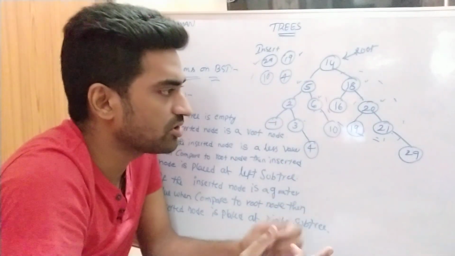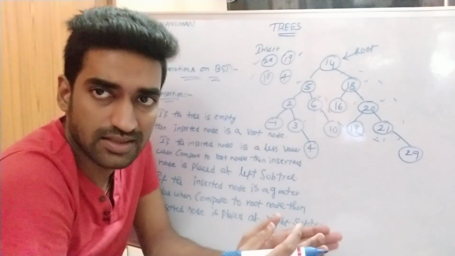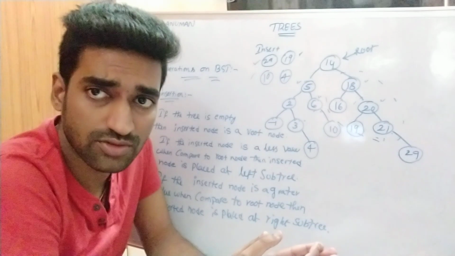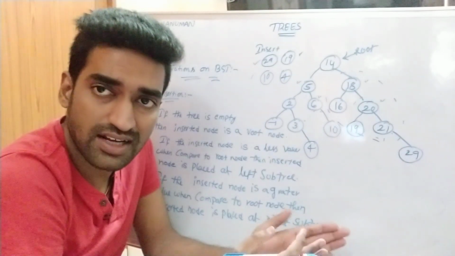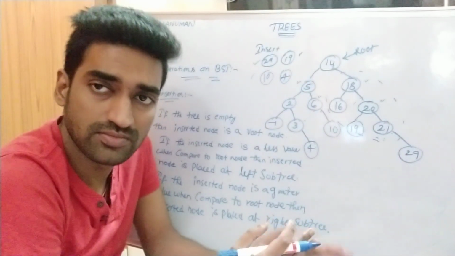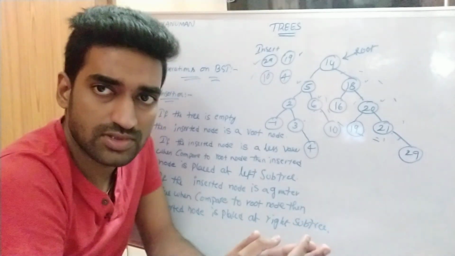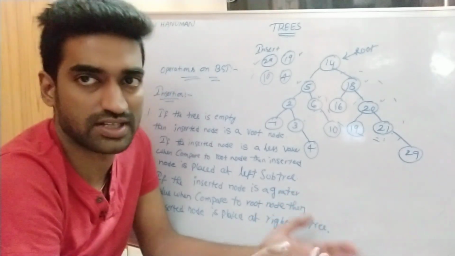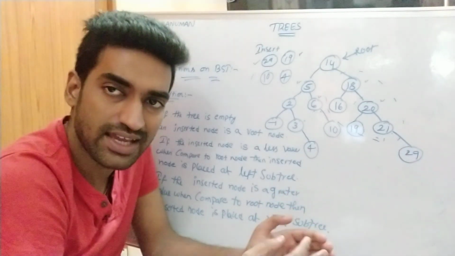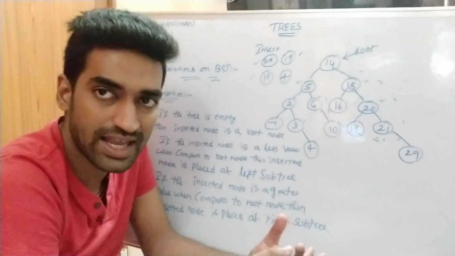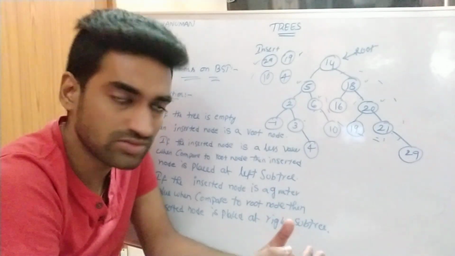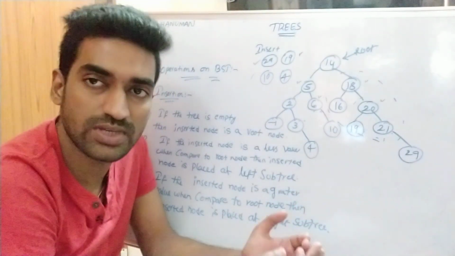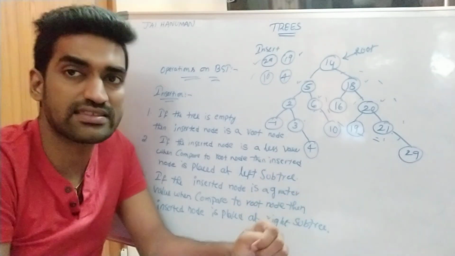Right? Now this is about the insertion operation. First of all, we check whether the inserted element is the first node. Obviously, it can be considered as the root. Otherwise, we apply the comparison procedure between the root and the inserted node. If the inserted node is less value, obviously it can be placed in the left subtree. Otherwise, we can place it in the right subtree. So this is about the insertion operation.